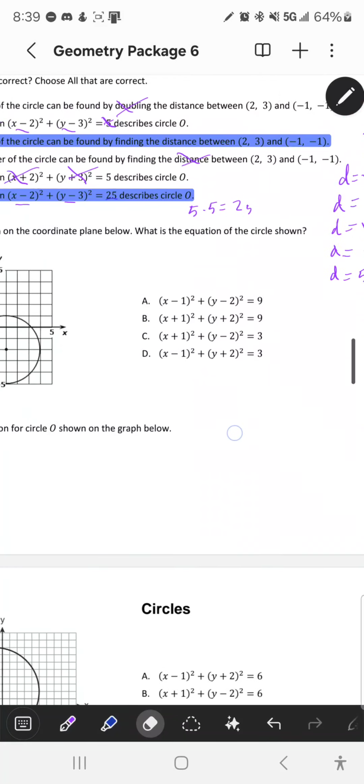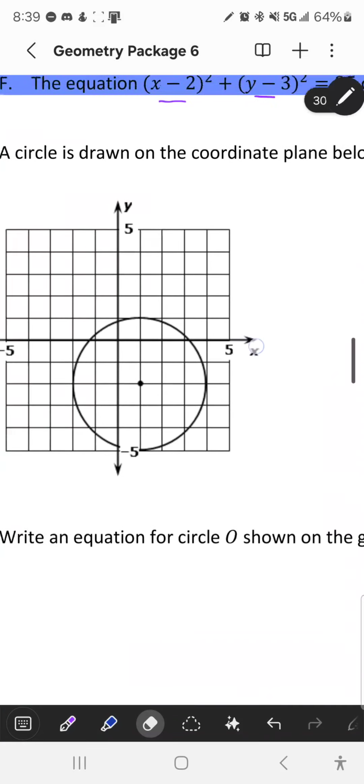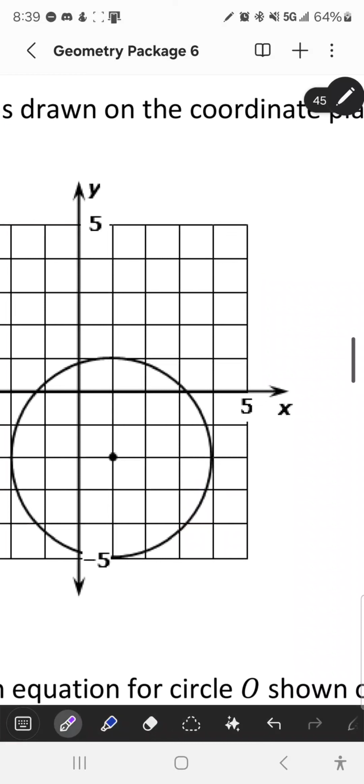What is the equation of the circle shown? First, we can just label this as negative 4, negative 3, negative 2. Wait, no, positive 4, 3, 2, 1. This is negative 1, negative 2. So the center is at 1, comma, negative 2.